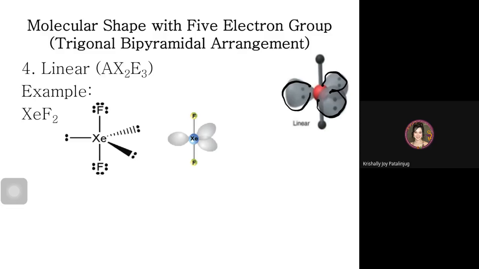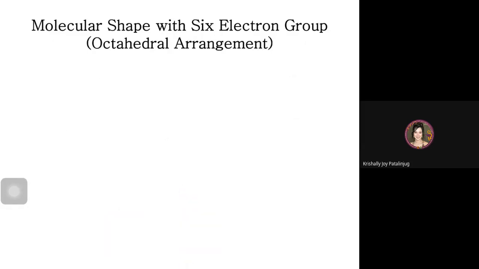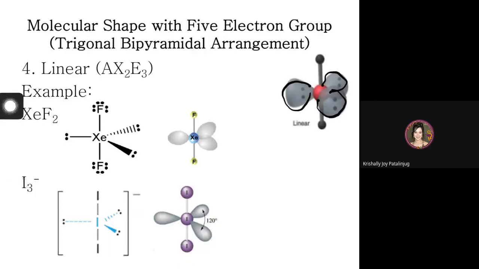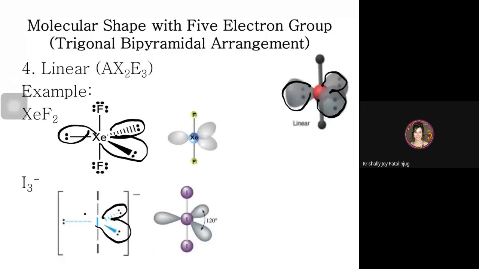So, example, xenon difluoride, triiodide. Okay? So, ito yung mga few example for a linear shape molecule na merong 5-electron group surrounding the central atom. Okay? We have 3 lone pairs that occupies the whole equatorial position. Okay, so that's for the molecular shape with 5-electron group arrangement. Again, posible 4 na shape kapag 5-electron group arrangement. Okay, we have trigonal bipyramidal, yung seesaw, the T-shape, and linear.